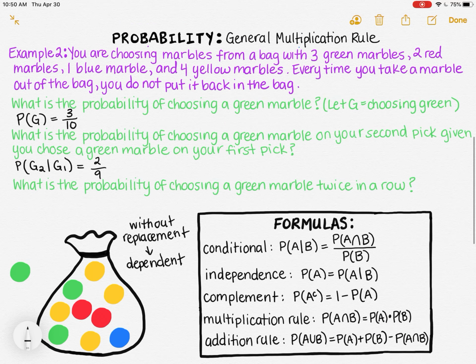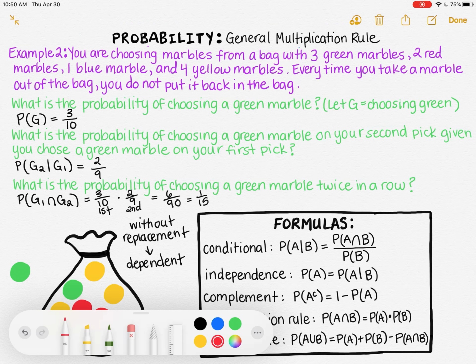So now we need to find the probability of choosing a green marble twice in a row. So once again, the probability of choosing a green the first time and the second time is G1 and G2. To find this, we're still going to multiply the two probabilities we already found. We found that there's a 3 out of 10 chance of picking a green on the first try times a 2 out of 9 chance of picking a green on the second try. If we multiply these, we get 6 out of 90, which simplifies to 1 out of 15.